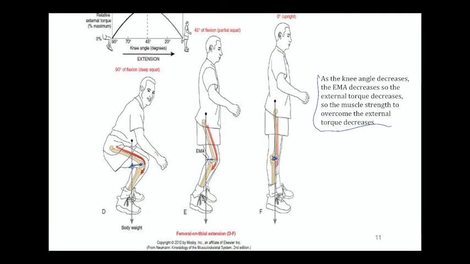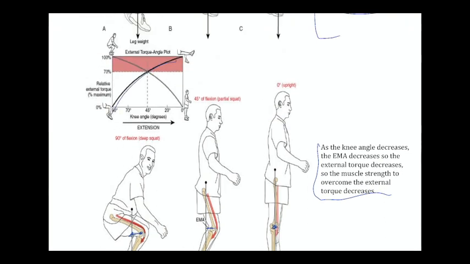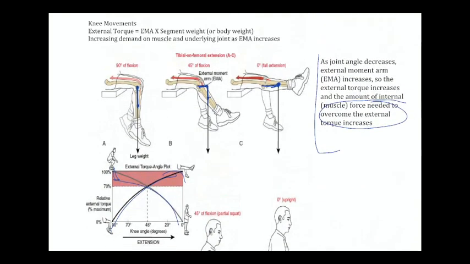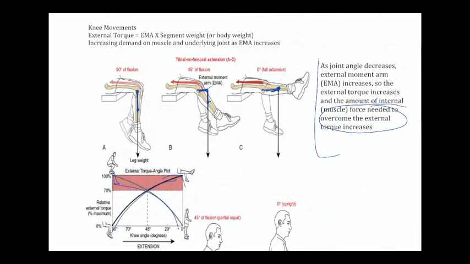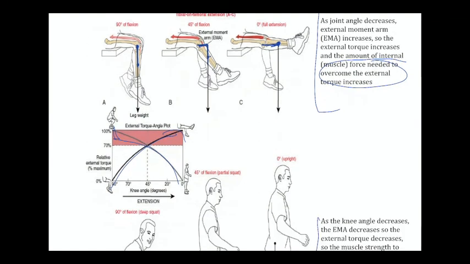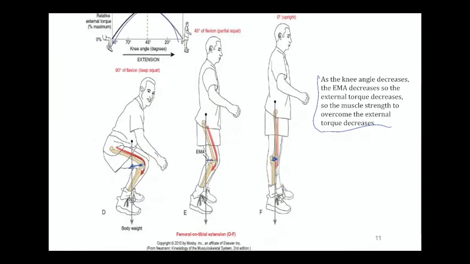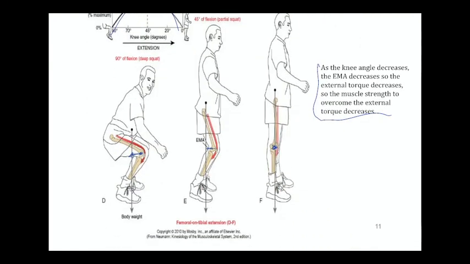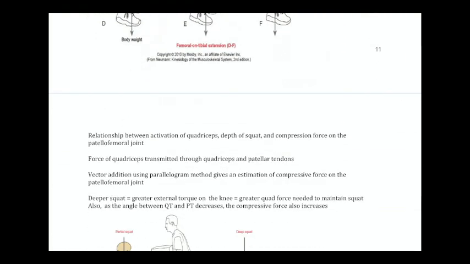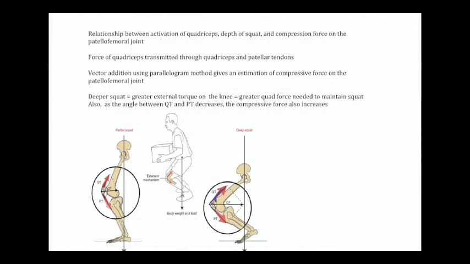So looking at closed versus open chain, you can see these different angles there. When it's open chain, our EMA is 0 at flexion, and it's at its greatest in flexion when we are in closed chain. It's a little bit interesting to think about, but that is how closed chain and open chain can affect the external lever arm, because what we're doing is moving the body versus moving just the leg.